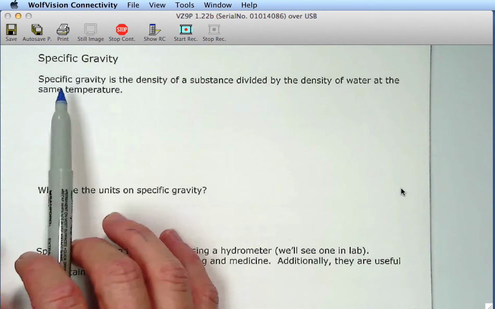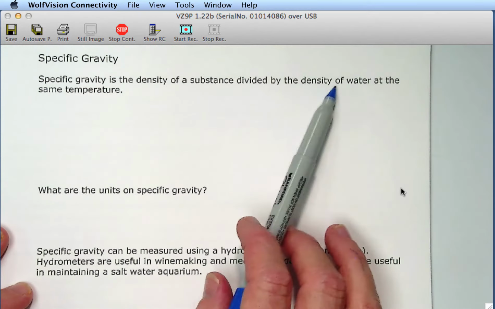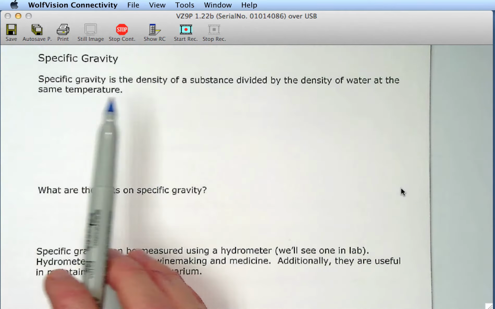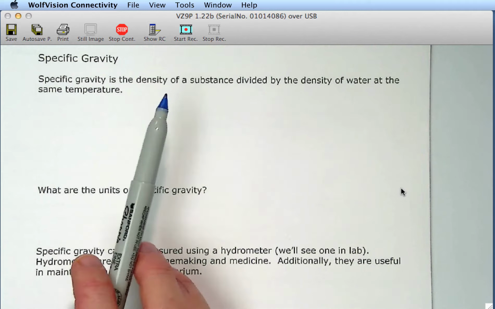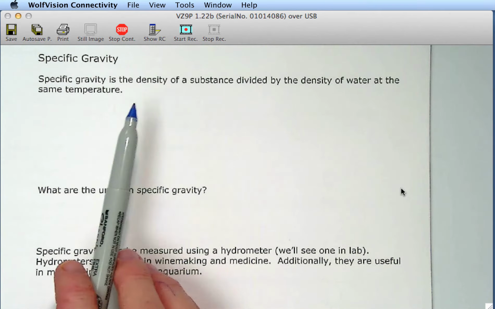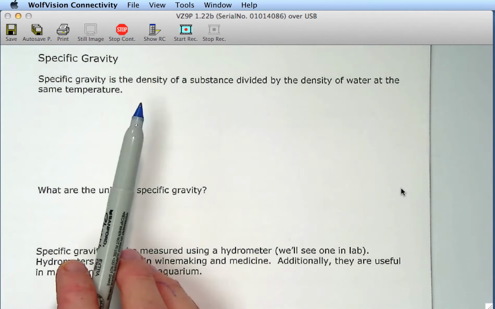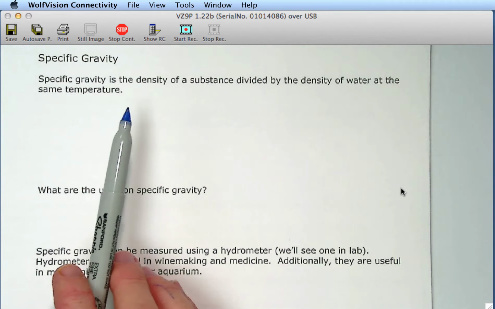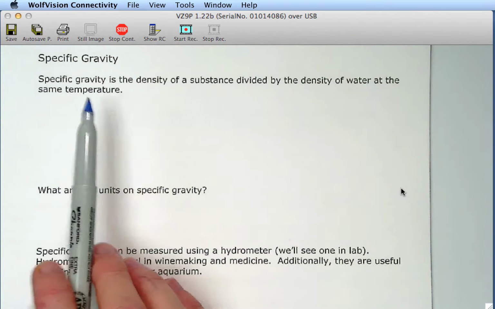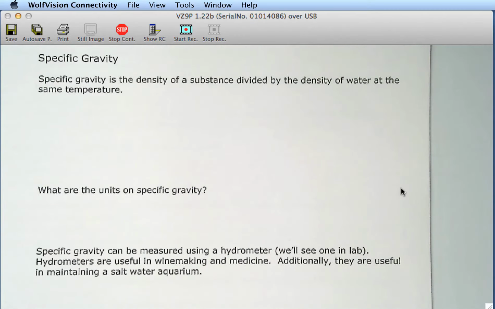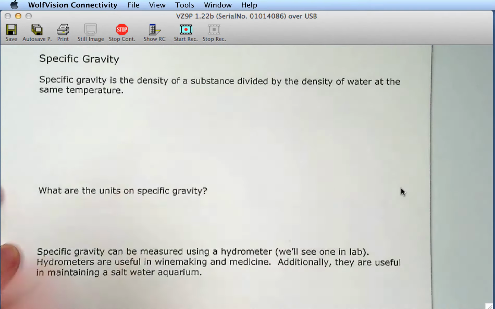Specific gravity is the density of a substance divided by the density of water at the same temperature. Pretty much everything we do in this course is room temperature, 25 degrees Celsius. The density of substances changes with different temperatures. So your specific gravity could be different. But we don't get into it. You know, other chemistry courses, you might delve deeper. We don't have time because we have all these different chemistry topics to cover.